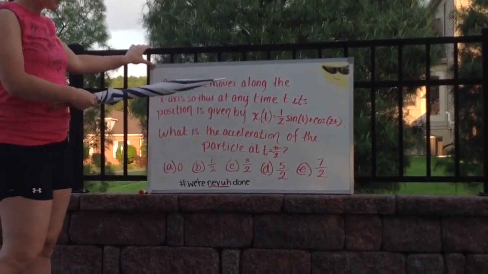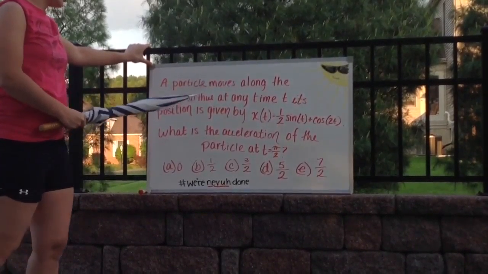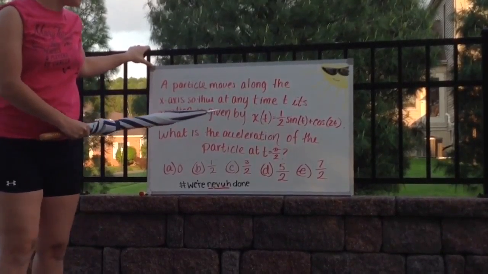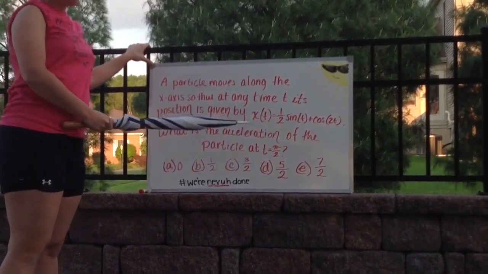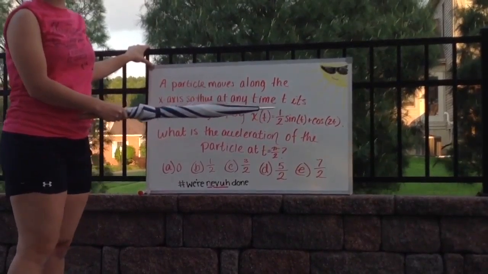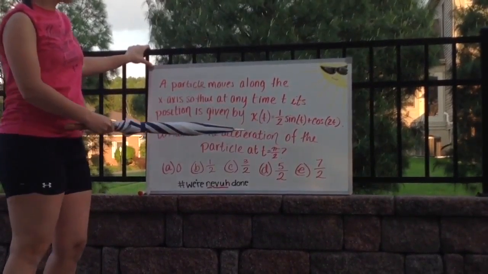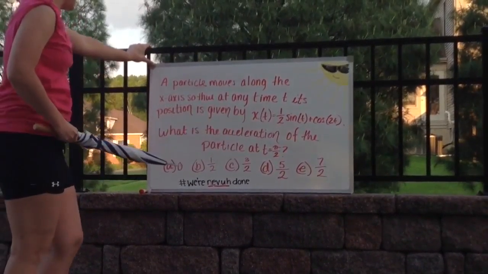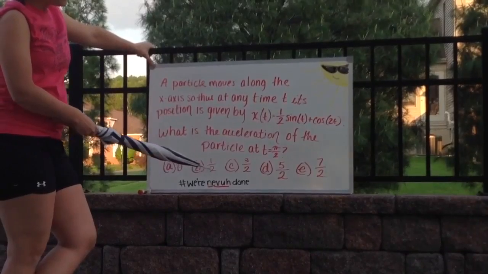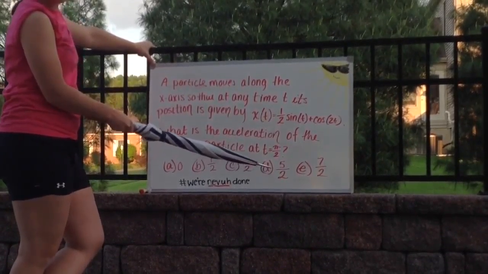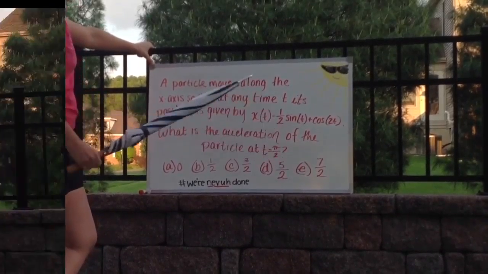2. A particle moves along the x-axis so that at any time t, its position is given by the function x of t is equal to 1/2 sine of t plus cosine of 2t. What is the acceleration of the particle at t equals pi over 2? A, 0, B, 1/2, C, 3/2, D, 5/2, E, 7/2.